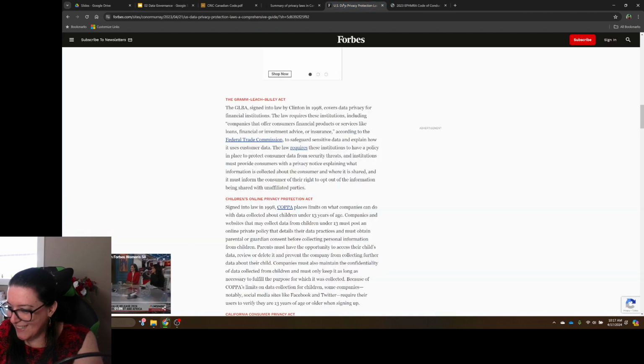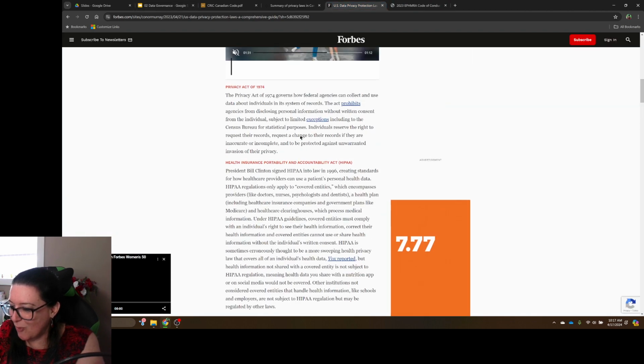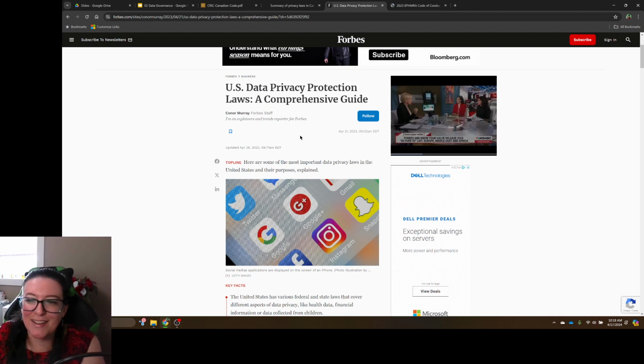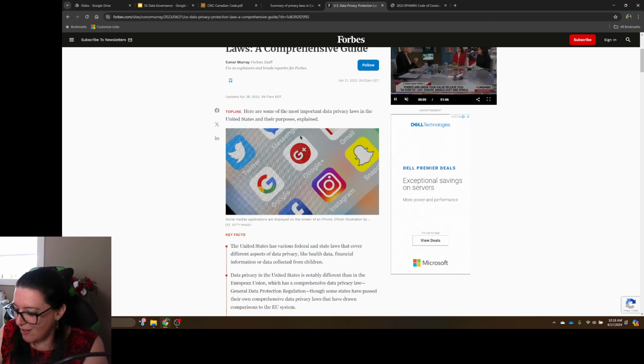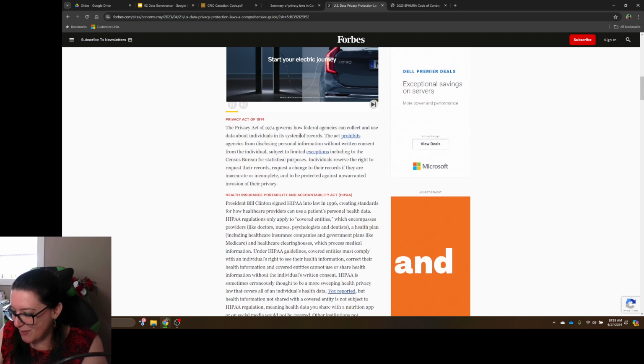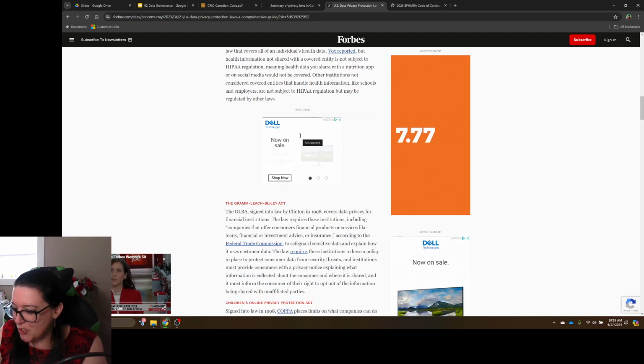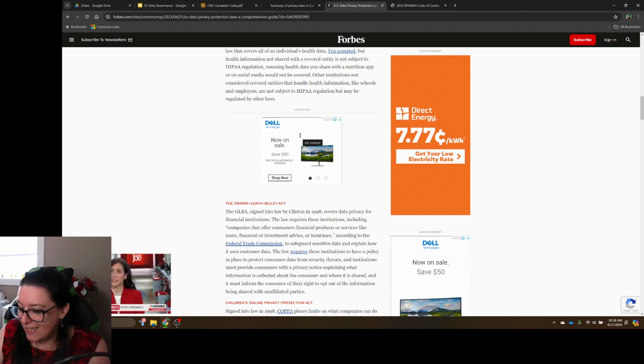All right. Great source to see a list here. There's an article in Forbes. I'll put a link that has some of the US data privacy protection laws kind of summarized. So I'm just going to quick scroll. You can see HIPAA there. Gramm-Leach-Bliley Act is the one that's specific to financial institutions in the US.